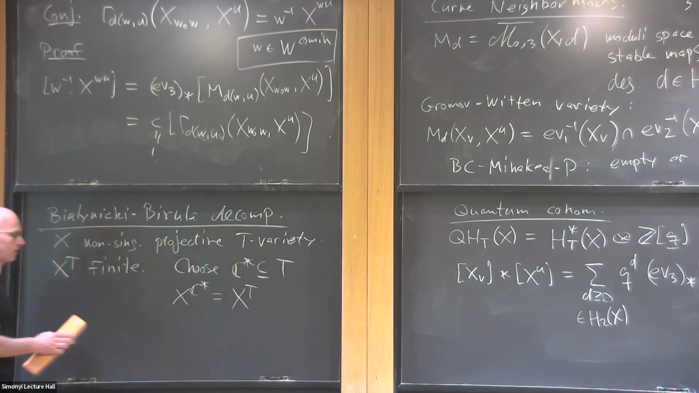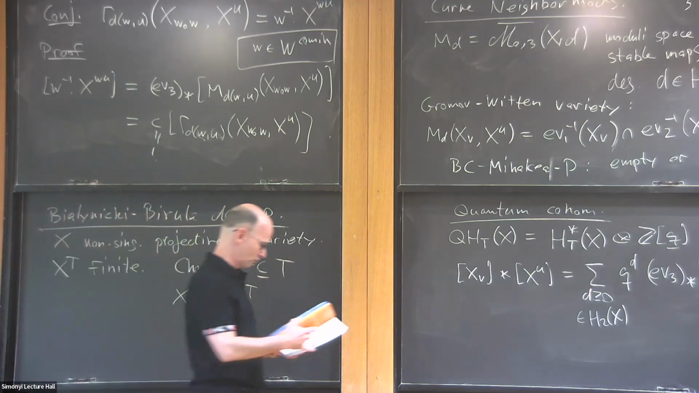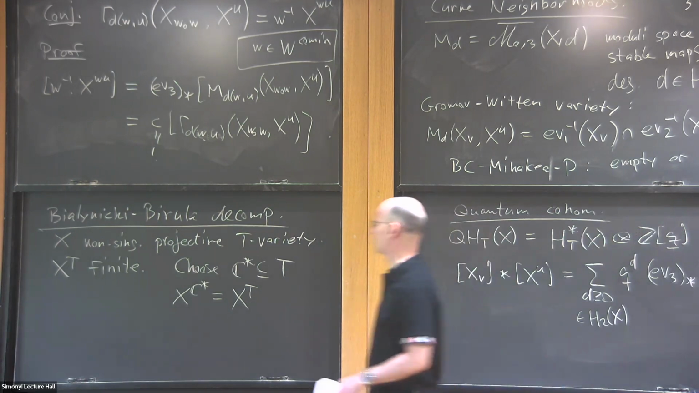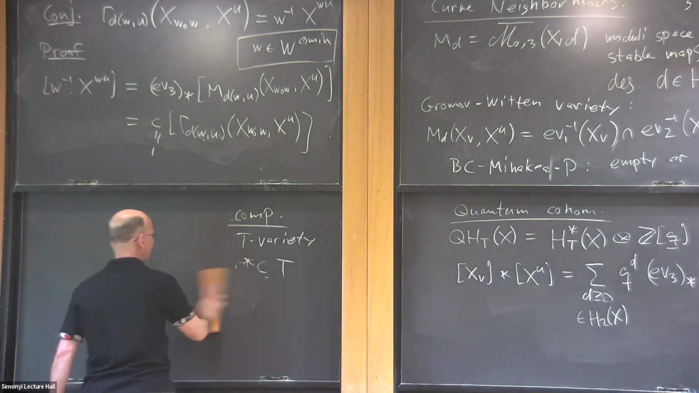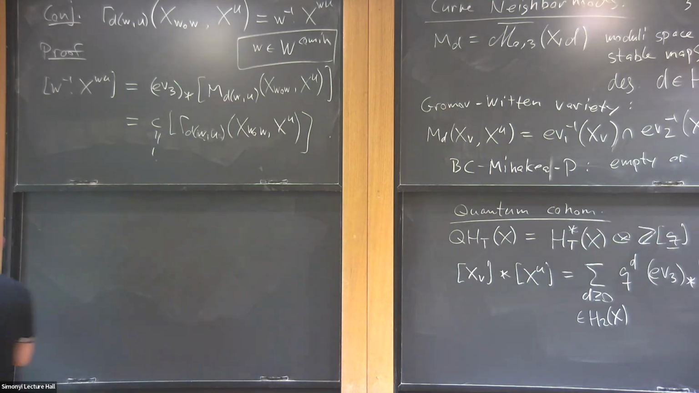And it turns out that knowing this identity of a two-pointed curve neighborhood with a supervariety was what we needed to get some other things to work out. So this is about quantum K theory.